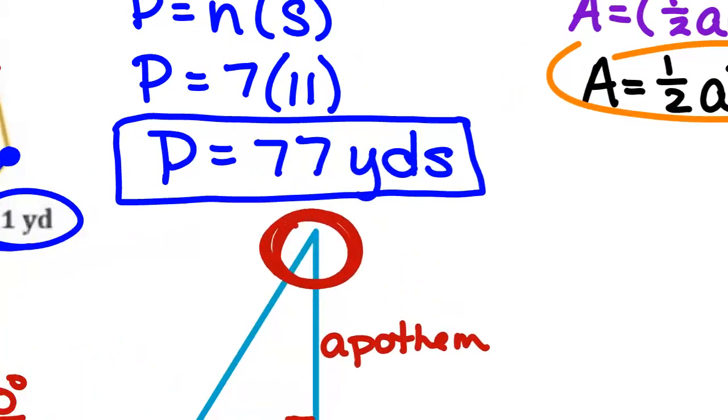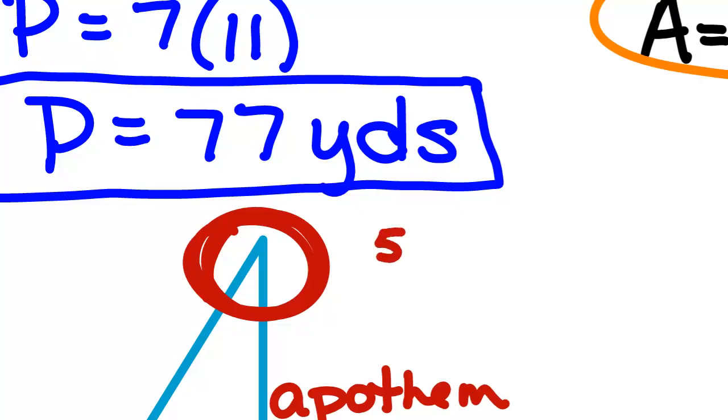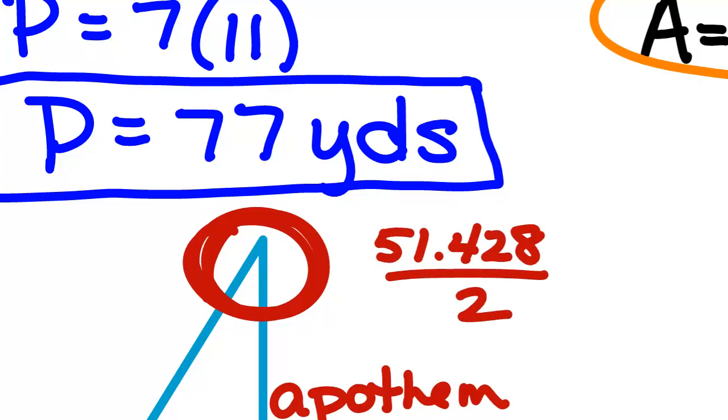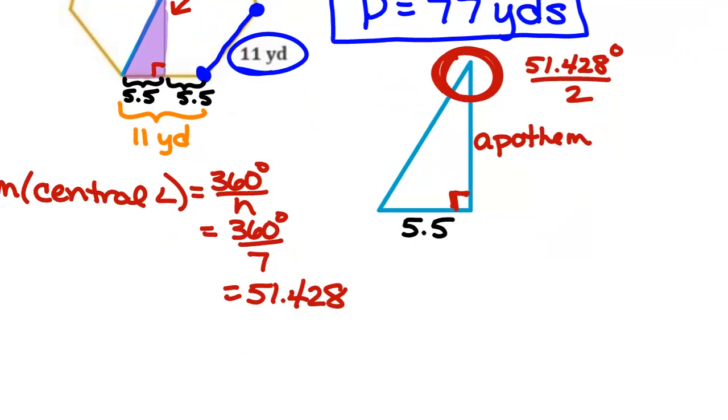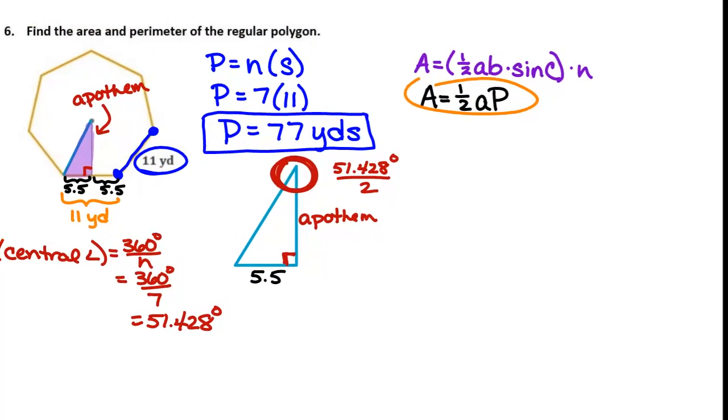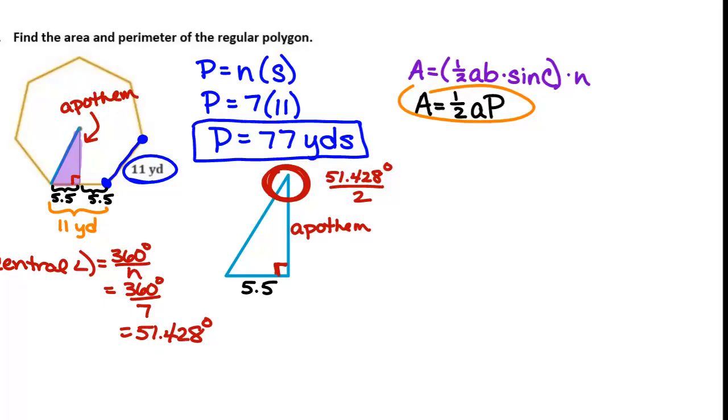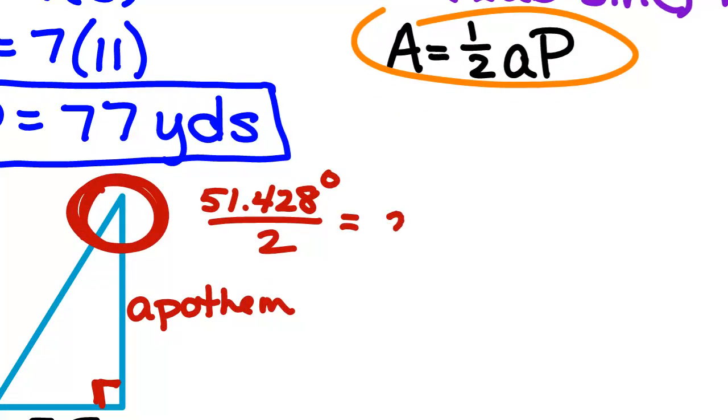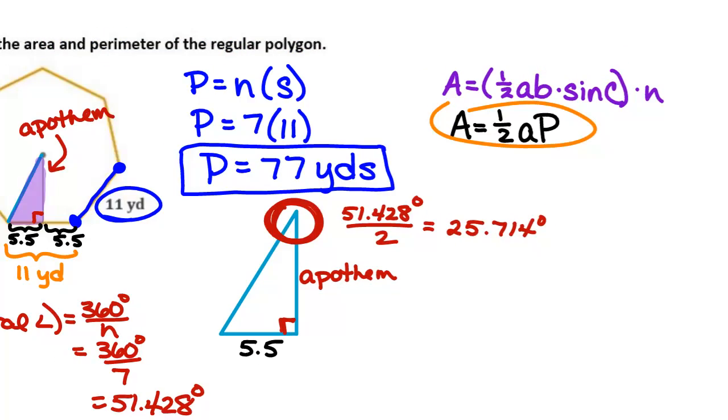51.428. And so to find this angle up here, we're going to take 51.428 and we're going to cut that in half. What is half of 51.428? 25.714. That is this angle right here where we are going to stand.